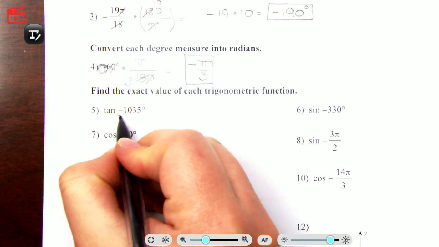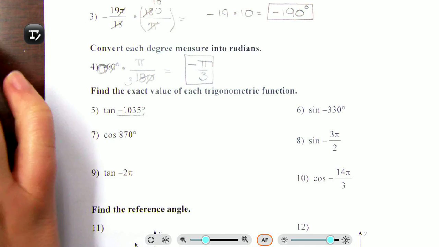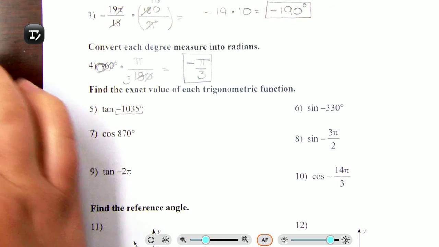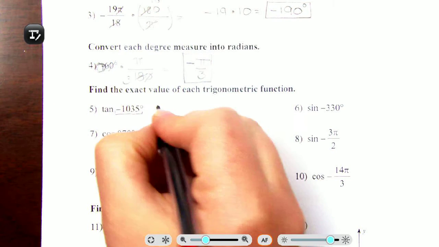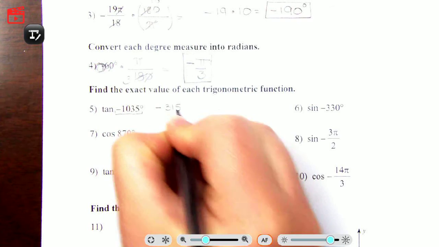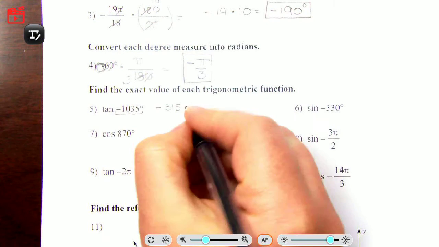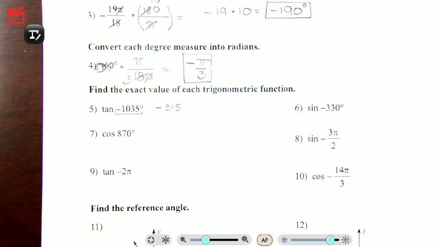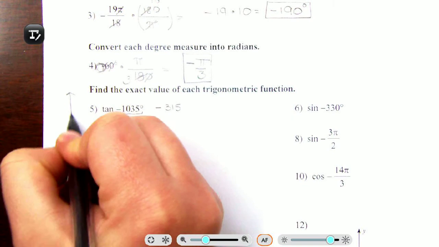So the first thing I'm going to do is find coterminal angles or reference angles, because I don't have this on my unit circle. So I'm going to just start adding. Negative 1035, and I'm going to add 360 degrees. And I'm going to add that until I get something that is between 0 and 360. Now I can add 360 to that as well, which gives me a coterminal angle of 45.